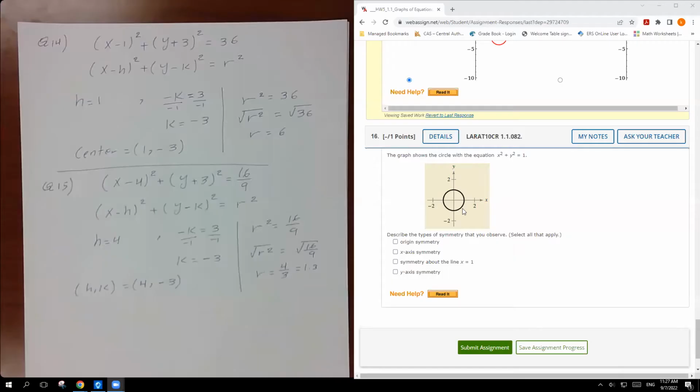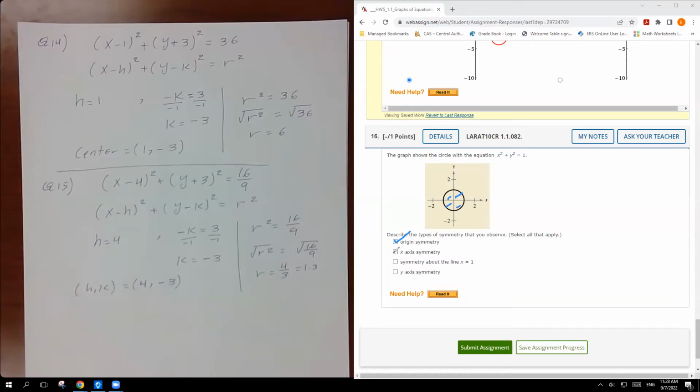The last question of the circles is to show the graph of the circle. Here's the graph of the circle. For this one, x squared plus y squared, the center is (0, 0). Now, describe the type of symmetry. It's origin symmetry. Why? Because this side is similar to this one, and this side is similar to this one. That's why you can choose this one.